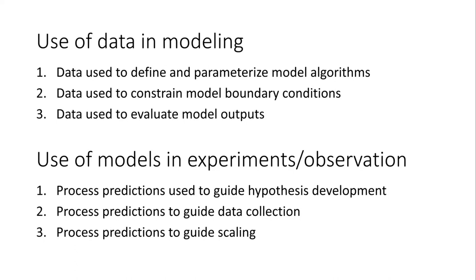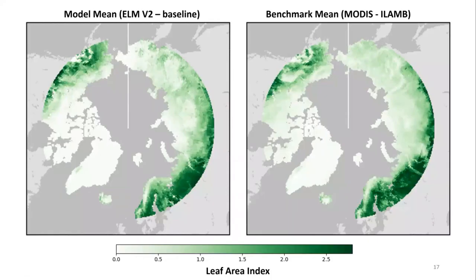And similarly, we have multiple uses of models in the experimental and observational side of the project, including using process predictions from our multi-scale models to guide the hypothesis development, using those process predictions to guide the next stages of data collection, and using process predictions to guide our migration of knowledge across scales from the necessarily fine scales where people are working and making observations in the field through the use primarily of remote sensing kinds of observations up to the larger scale of the global system that we're trying to represent within an Earth system model.